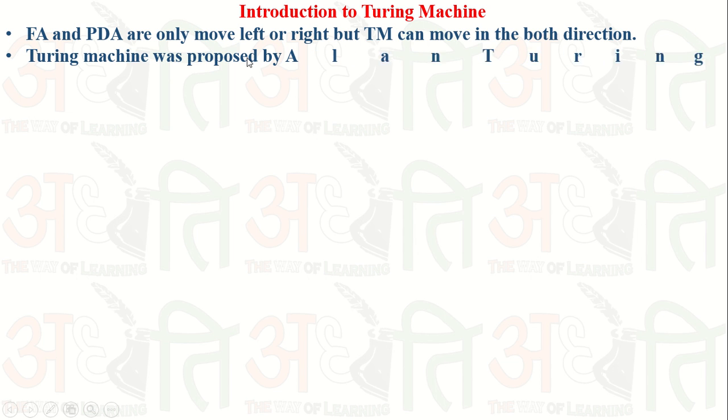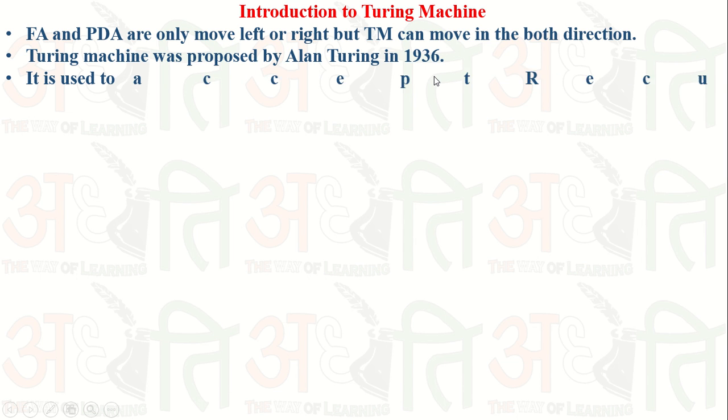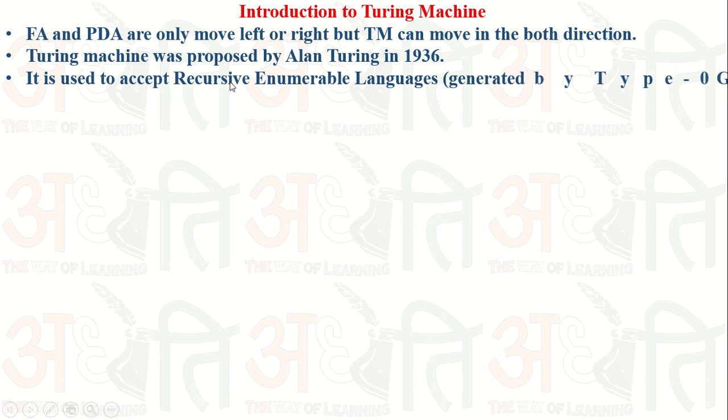Turing machine was proposed by Alan Turing in 1936. It is Turing, not a Turing. Sorry, Alan Turing in 1936. So in 1936 it was proposed. It is used to accept a recursively enumerable language generated by the type 0 grammar.